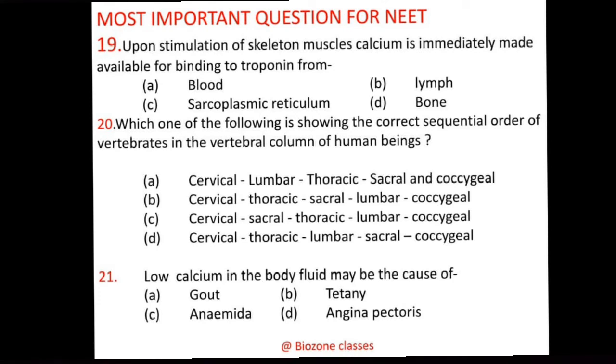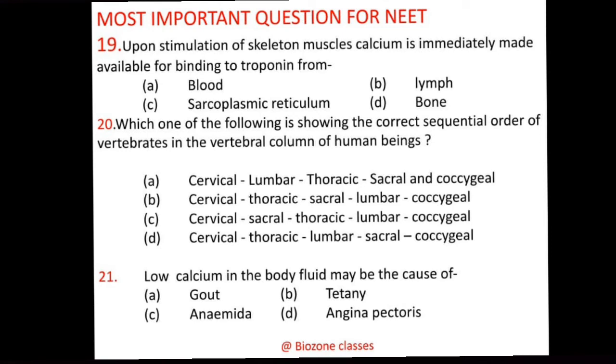Now when we come towards question number 20, here they indirectly ask the sequence of the vertebral column. Which one of the following is showing the correct sequential order of vertebrae in the vertebral column of human being? A. Cervical, lumbar, thoracic, sacral, coccygeal. B. Cervical, thoracic, sacral, lumbar, coccygeal. C. Cervical, sacral, thoracic, lumbar, coccygeal. And D. Cervical, thoracic, lumbar, sacral and coccygeal.